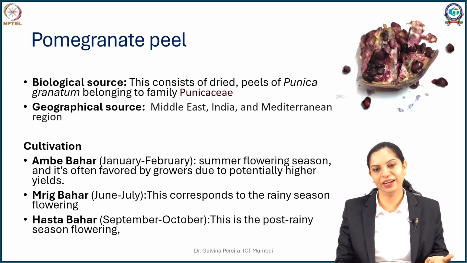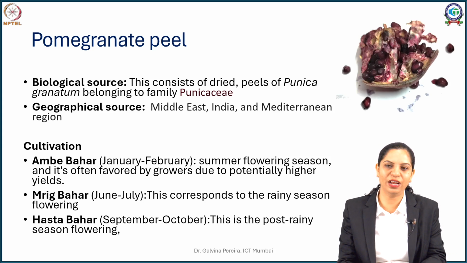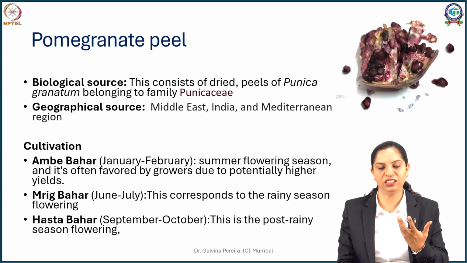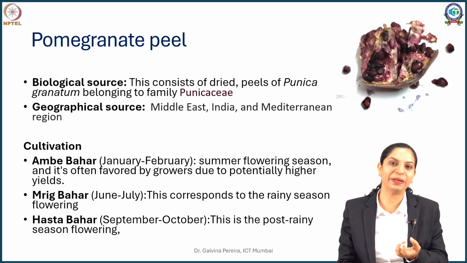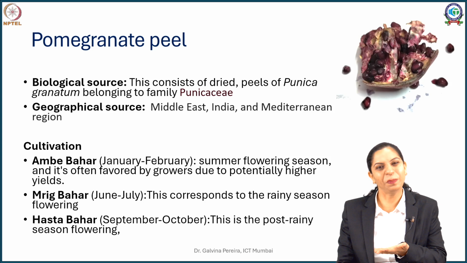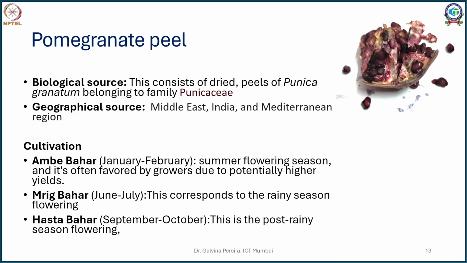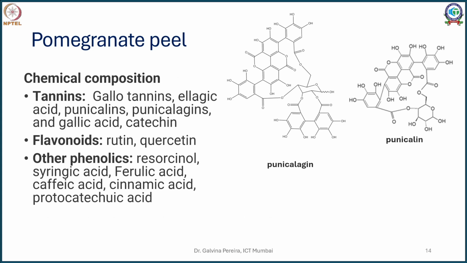And the Hasta Bahar is generally post rainy season flowering, and the fruiting happens much later. So of the three, the summer flowering is much preferred due to increased yields. Once in the juice industry, the internal fruit, that is the pulpy seeds, are removed, the peel is a waste product. Now this waste product has now been valorized for its tannin content.